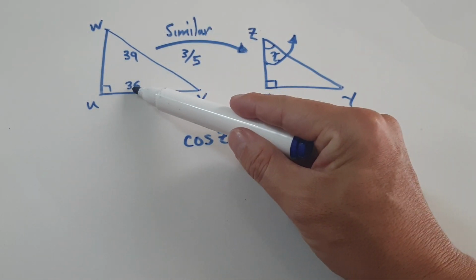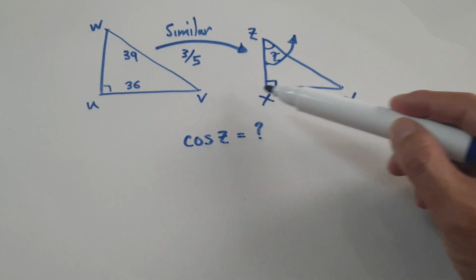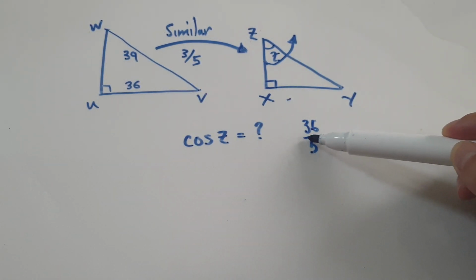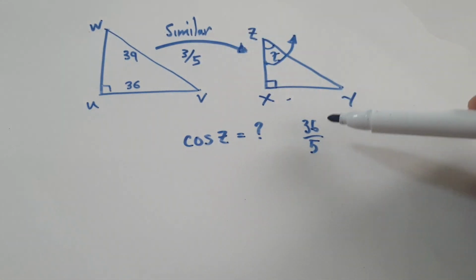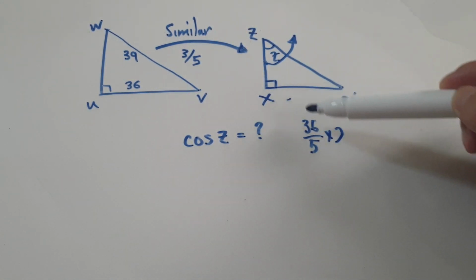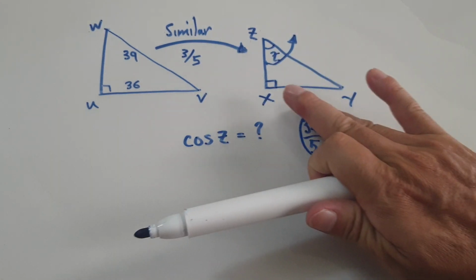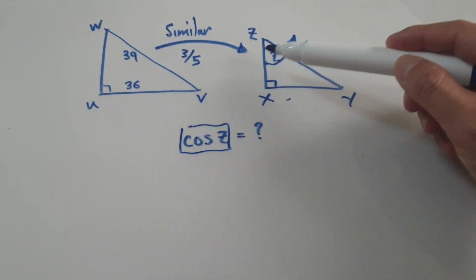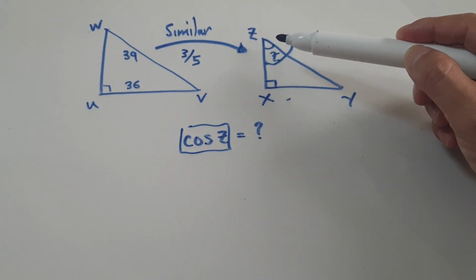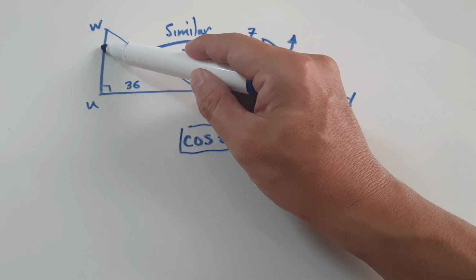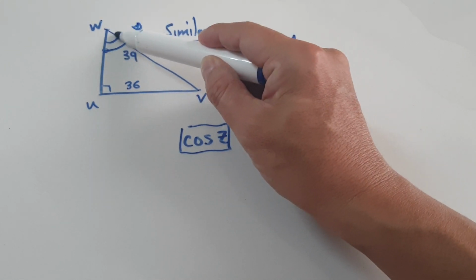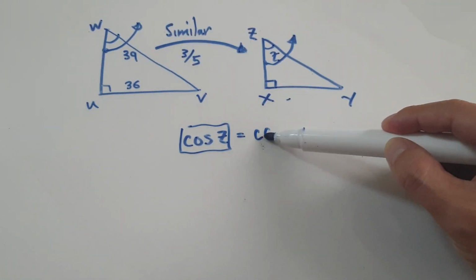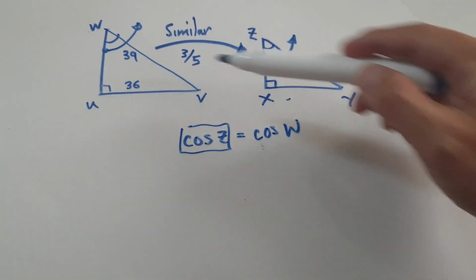So what that means is, if you want to know this length, then you have to get 36, cut it up into 5 equal pieces, and then get 3 pieces. So this length here is whatever value this is. But the point is that you want to find the value of cos of z. Well, cos of z is the same as cos of this angle here. So cos of z is actually the same as cos of w, the angle w.